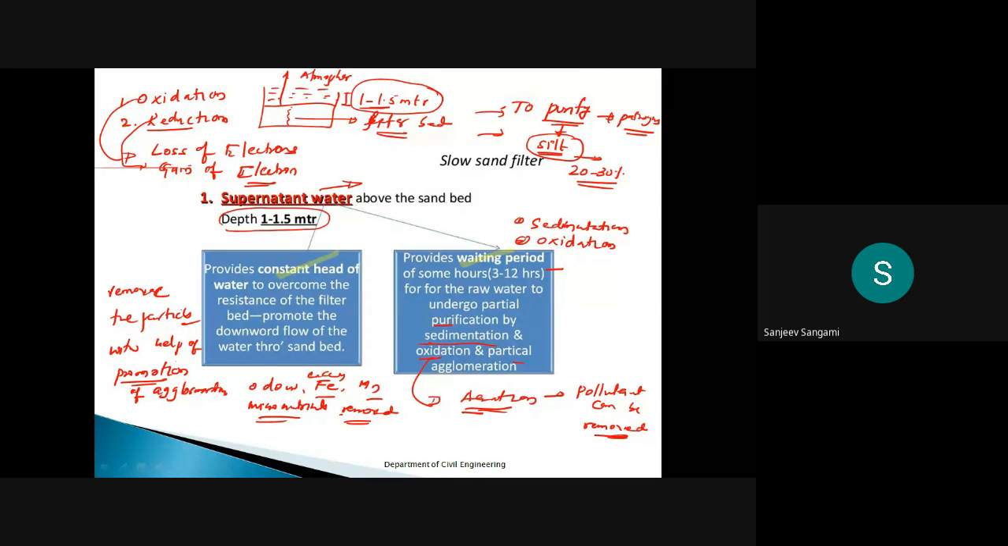See, agglomeration means assume that one particle is there. These particles will come close together if you keep it for half an hour to 1 hour. So that is the beauty of this supernatant water.